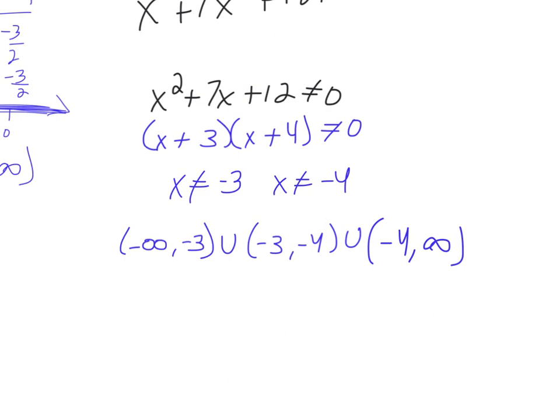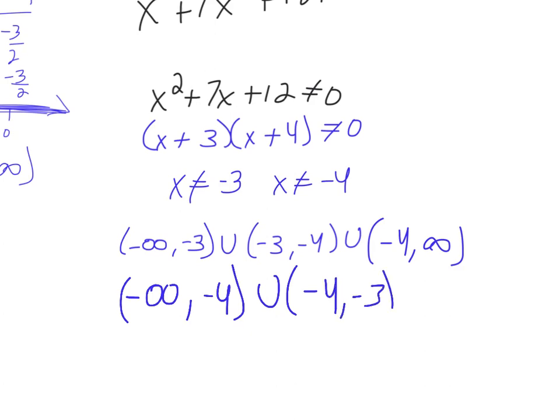Oh, actually, I wrote that backwards. It should be negative infinity to -4. Union, -4 to -3. Union, -3 to infinity. But you guys would be able to pick that up. -4 because it's smaller. But are there numbers between -3 and -4? Yeah. There's little decimals, right? So you have to include those.